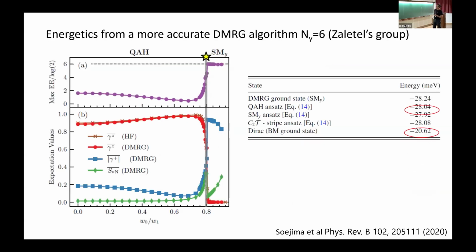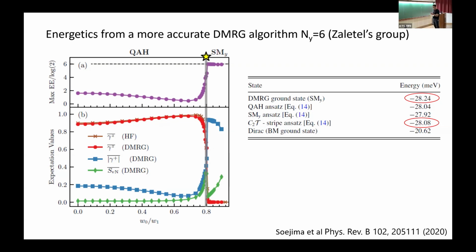But when they looked at the energies, they found that their ground state is actually extremely close to this ansatz that we proposed in our paper. So think of this as a close competition between either a nematic or a stripe state in this case. Now, interestingly, because those states preserve C2YT, those states will have 0 Chern number.